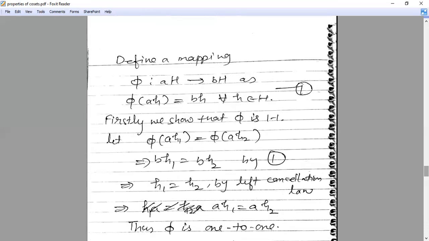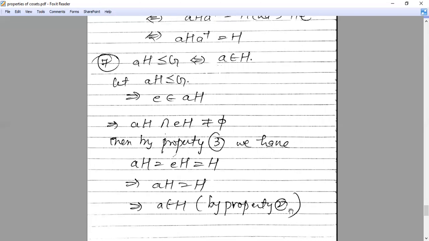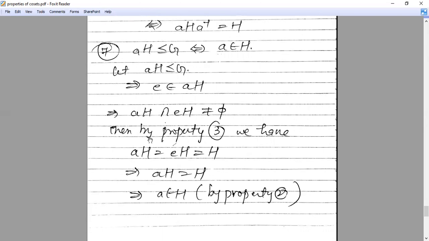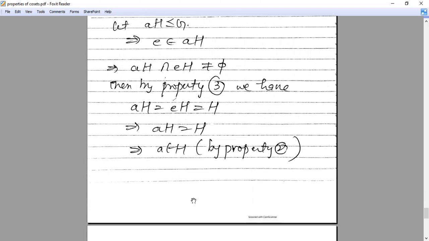So we are on property 7. Here, AH intersection EH is non-empty, so by property 3, AH is equal to EH, and EH is your H, so AH is equal to H. So this implies that A belongs to H. By property 2, we know that the representative element belongs to the coset, so A belongs to AH and AH is equal to H, so A belongs to H also. So we are done.